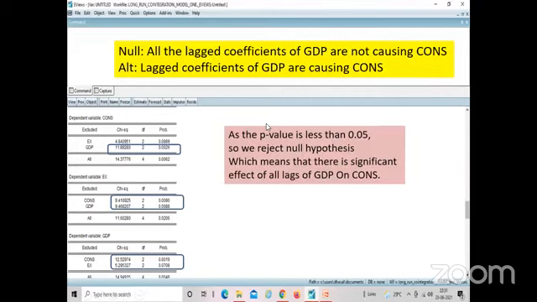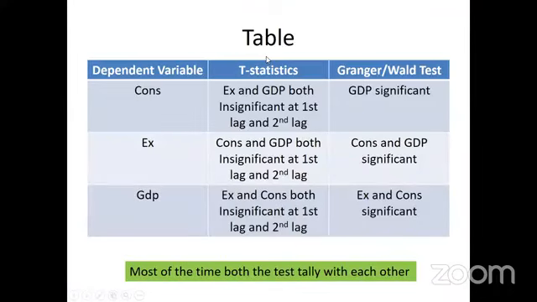Fine. Now, how do we report it? We say consumption, export and GDP are both significant at the first lag and second lag. In the Granger-Wald test, we say GDP is significant. For exports, in the t-statistics, the first and second lag were insignificant, but consumption and GDP were significant. For GDP, this was insignificant, while export and consumption were significant. Most of the time, both the tests tally with each other, but if there is a dispute, we cannot avoid it.